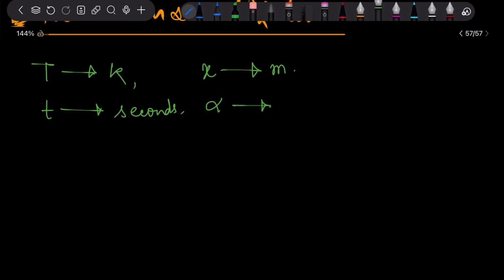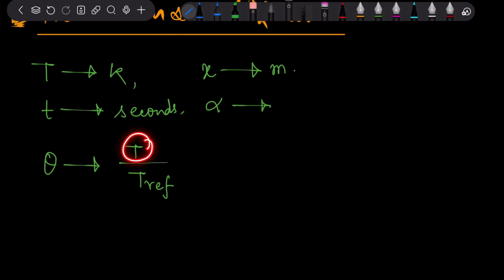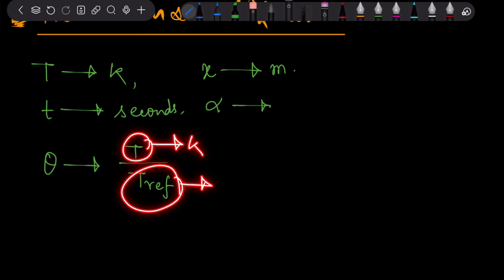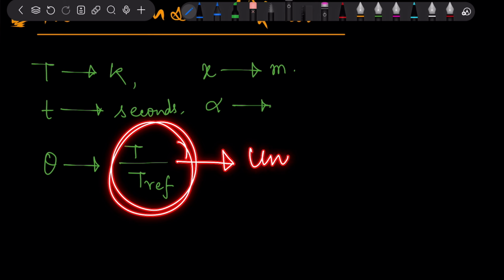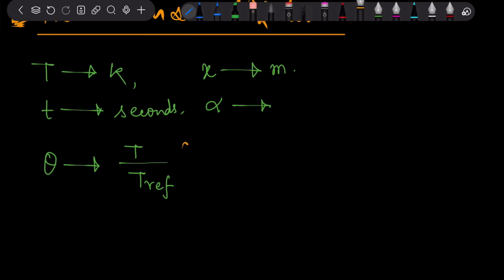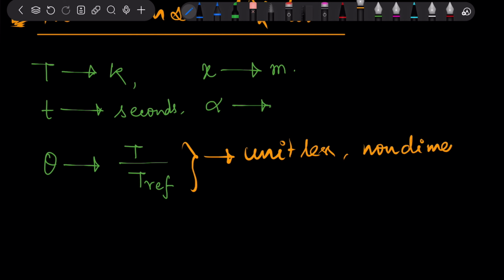Now I will define something called theta, and that will be this T divided by some reference temperature. You see that this has the unit Kelvin, and this also has the unit Kelvin. So altogether this term is unitless, or non-dimensionalized, a non-dimensional term.